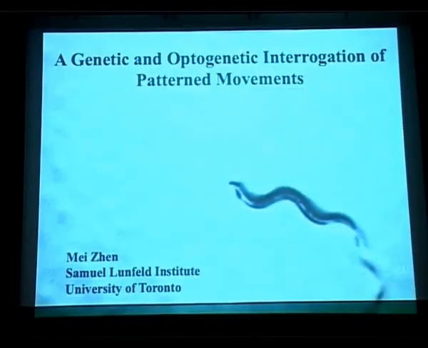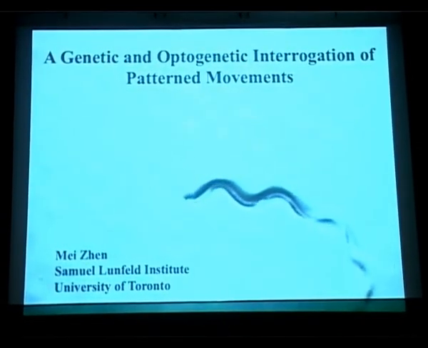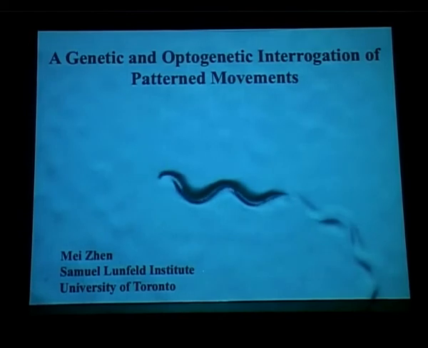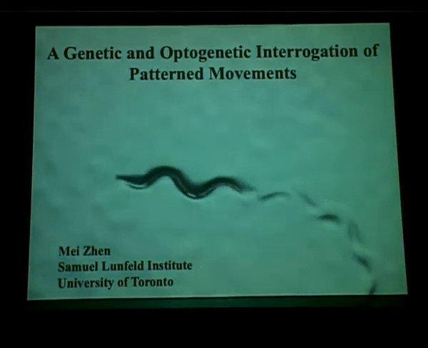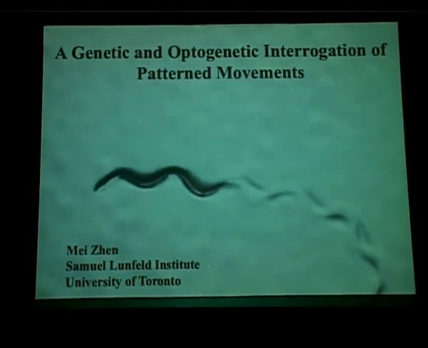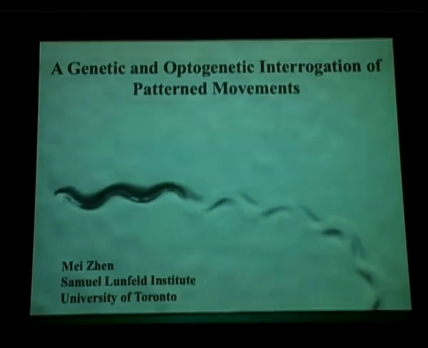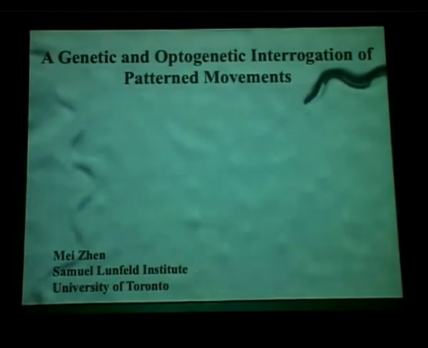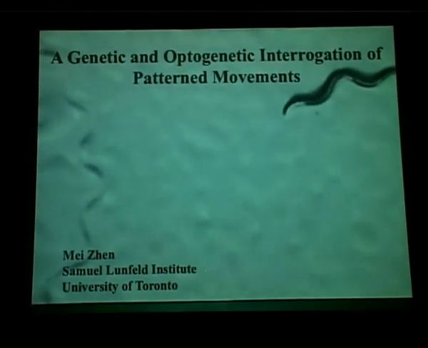So I hope what I'm going to talk about today is going to give you a different angle. Using C. elegans as a genetic model, I hope that we can start to gain some molecular and cellular insights on how the motor circuit is precisely orchestrated to control locomotion.